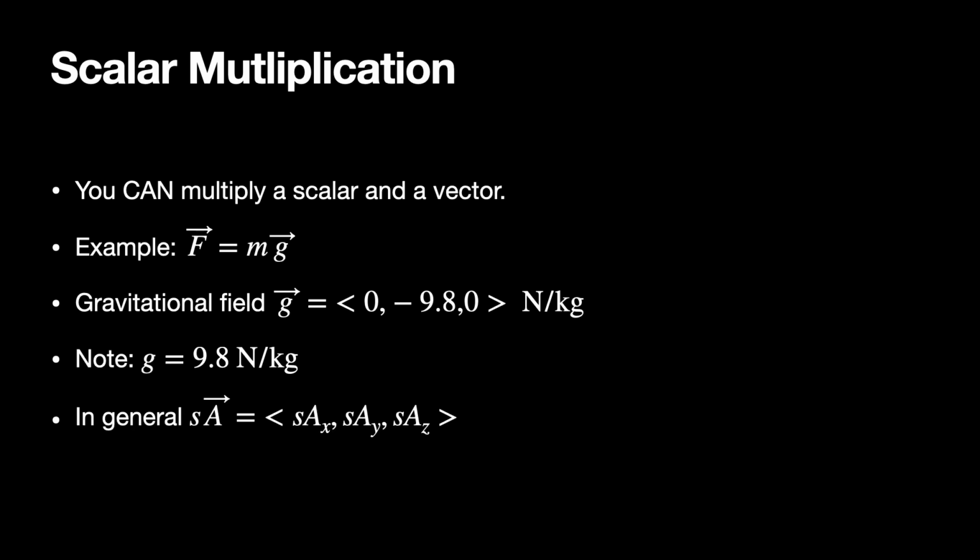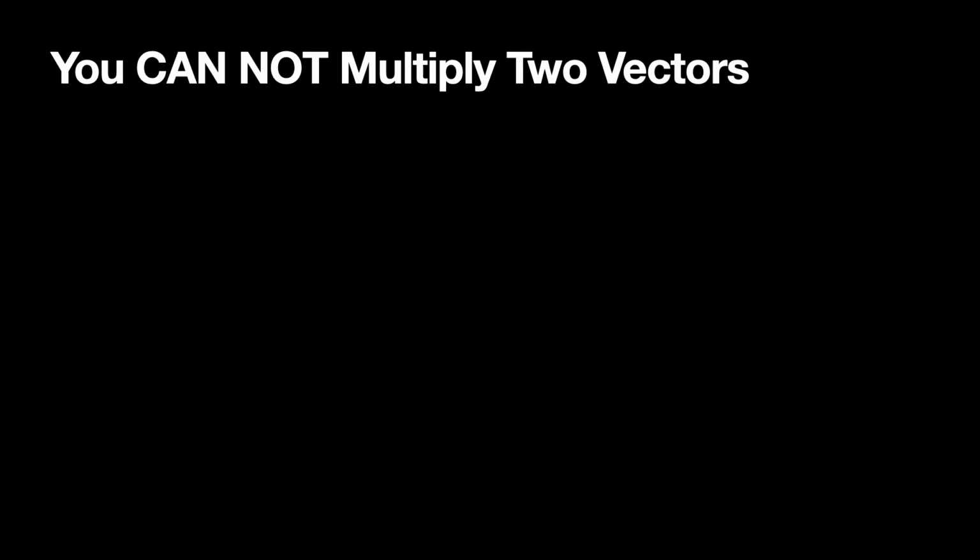In general, if I have some scalar value s times some vector value a, then the x component would be s times ax, the y component would be s times ay, and the z component would be s times az. So you just multiply each component by that scalar value. And we do that again and again. You cannot multiply two vectors, okay? You can't say F times v when they're both vectors.